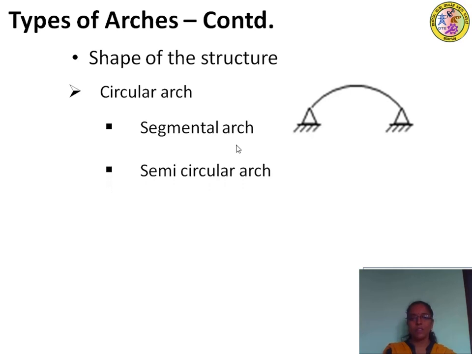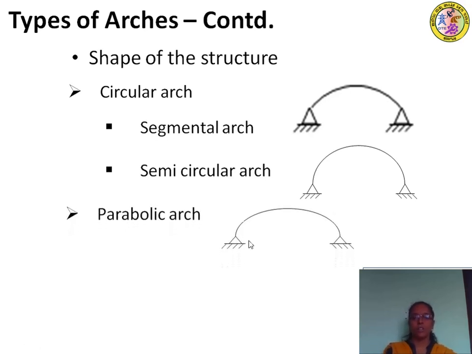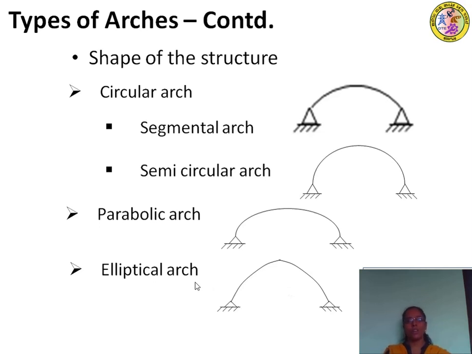Next, we have semicircular arch, wherein the shape is exactly half circle. So it is semicircular in shape. Therefore, the name is semicircular arch. Next, we have parabolic arch. The shape of the arch will be in the form of a parabola. Therefore, it is parabolic arch. And then we have an elliptical arch. The shape will be in the form of an ellipse. Therefore, it is called an elliptical arch. Okay, this is about the types of arches.